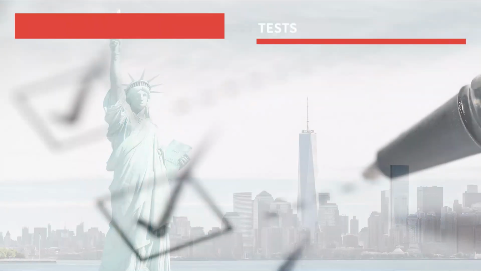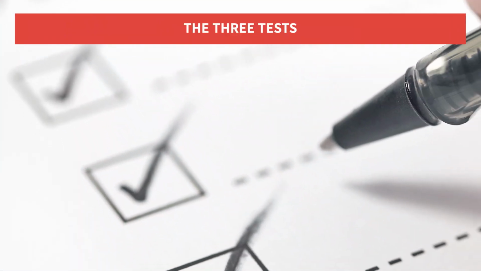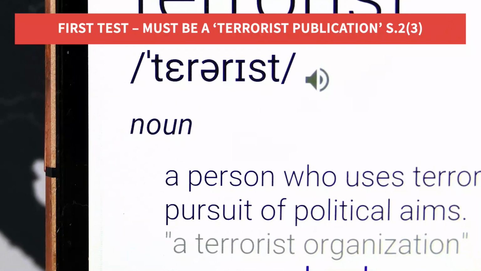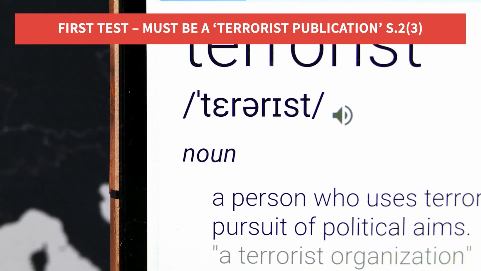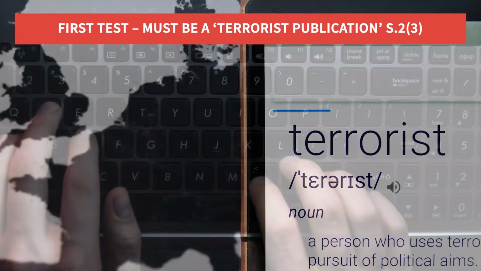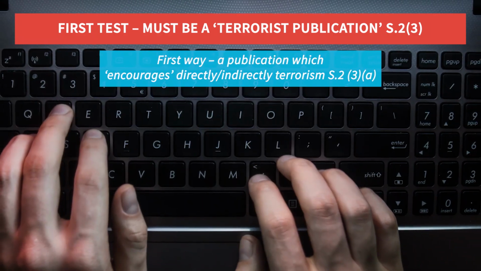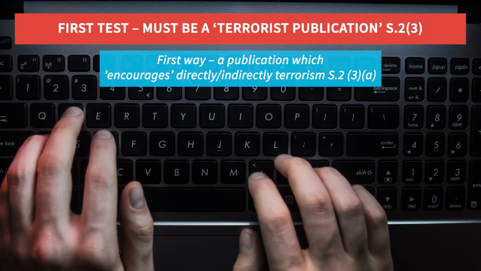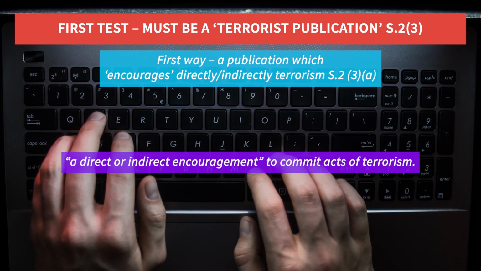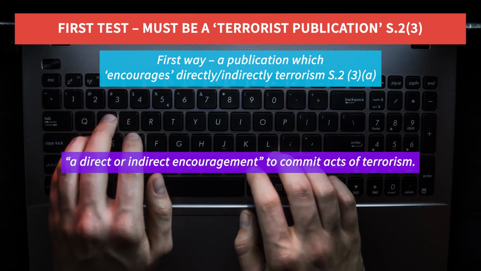the ignorant. For a person to commit a Section 2 dissemination of a terrorist publication offence, 3 tests need to be met. The first test is whether the publication in question is a terrorist publication. There are 2 ways in which a publication can be a terrorist publication. The first way is if the publication is likely to be understood by some or all of the persons to whom it is or may be disseminated as a direct or indirect encouragement to commit acts of terrorism.